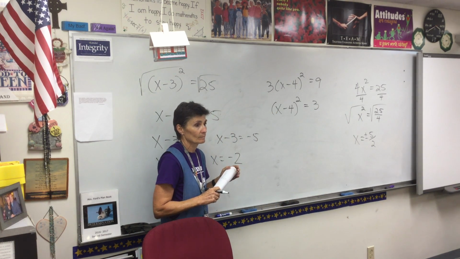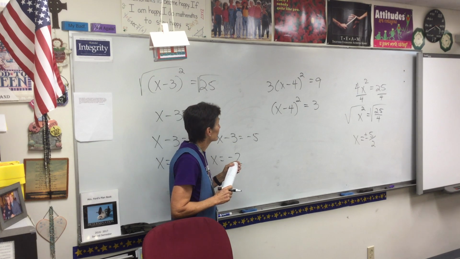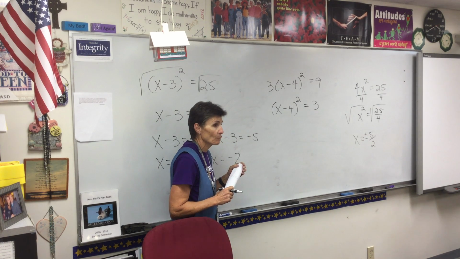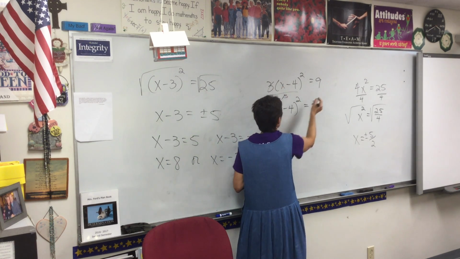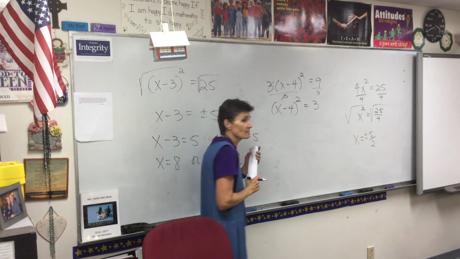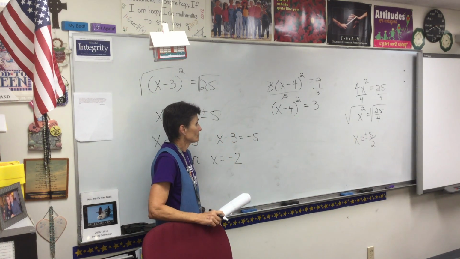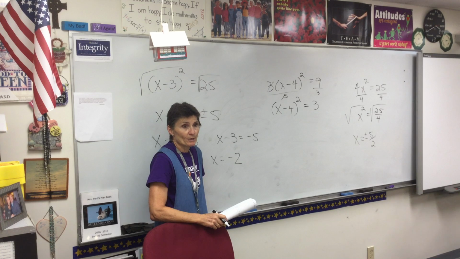Wait, how does it change the parentheses? It didn't change the parentheses. You don't need to. We divided by 3 and those cancel. So it's just x minus 4 squared. Now what do I do?